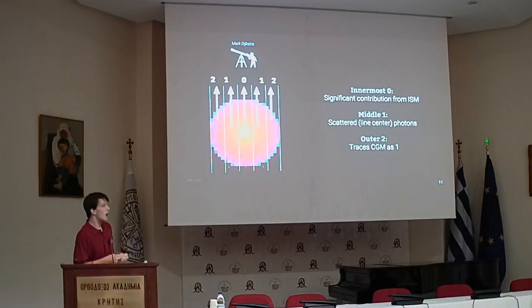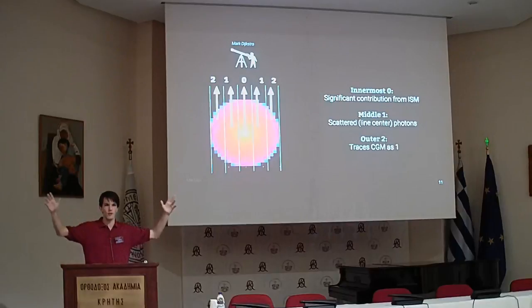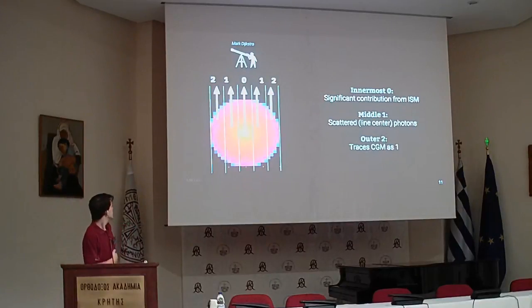But in the outer regions, the photons scatter through excursions, so they travel out of the path. The system is static, so it doesn't really change, but depending on annulus one or two, it gives the same line profiles as you saw. And the scattered photons then trace the CGM, the properties of the CGM.